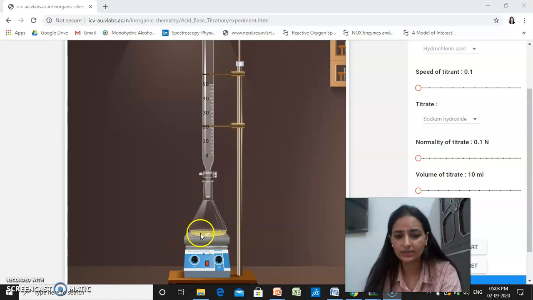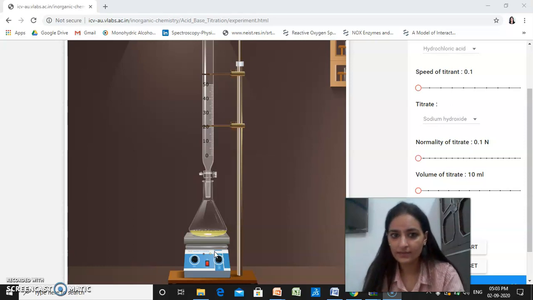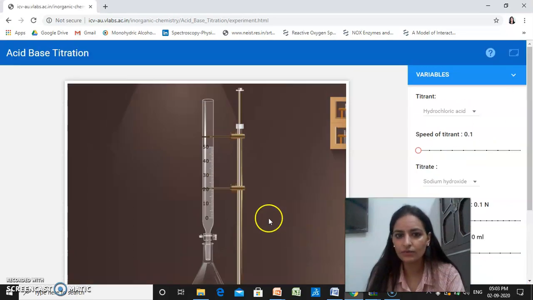Let not COVID-19 stop the teaching-learning process. So we are learning this practical through this virtual lab. This is the whole setup here. So now what I have to do is I need to choose some variables, like which solution I'm going to take in the burette, and which solution I'm going to take in the titration flask.